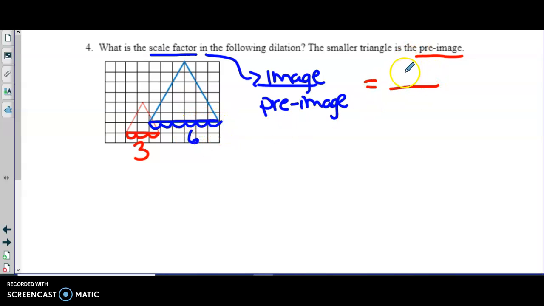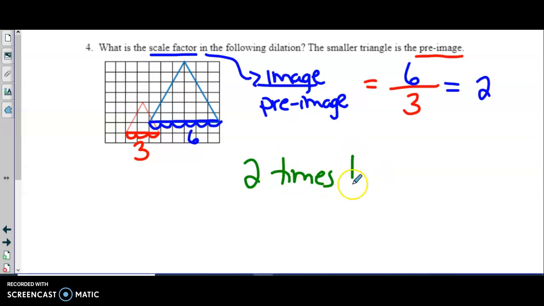So if I want to find the scale factor, I started with 3 units long and I ended up with 6 units long. And 6 divided by 3 is 2. In other words, this is getting 2 times bigger, right? If the scale factor is 2, that means it's getting 2 times bigger. And that makes sense, because if you did 3 times 2, it would equal 6. So our scale factor here is 2.